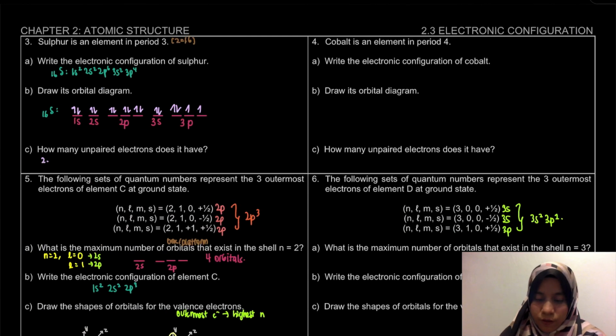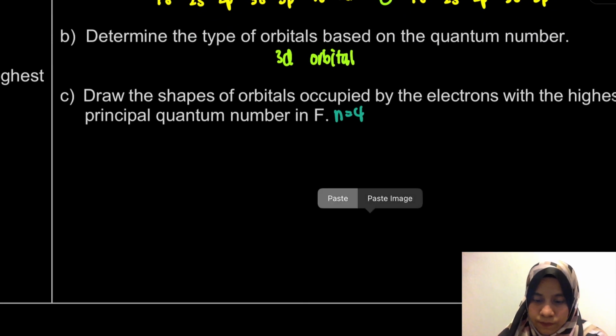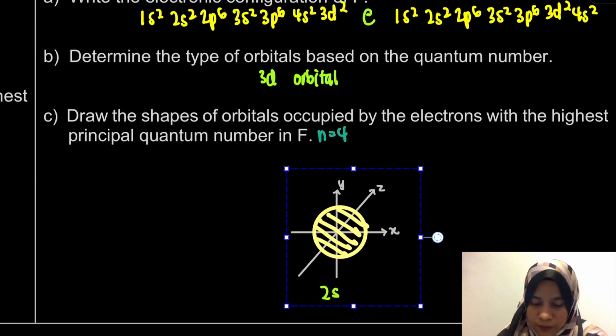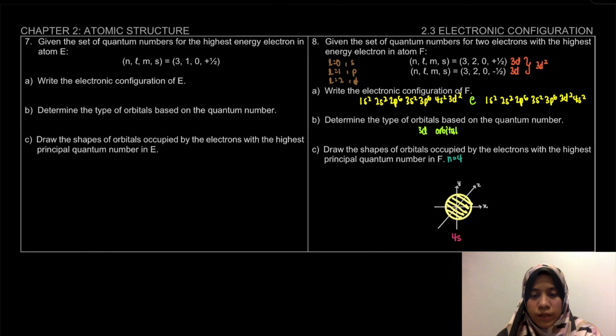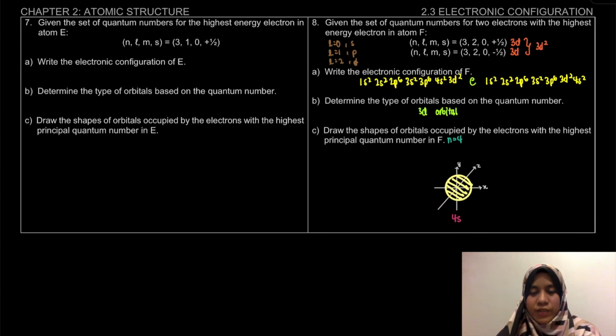So I'm going to draw my S orbital. But don't forget to label it. It's not 2s, it's actually our 4s orbital. So that's for question number 8. The last one. So that's the end of chapter 2. Yay!